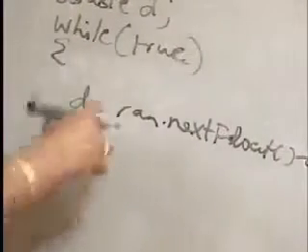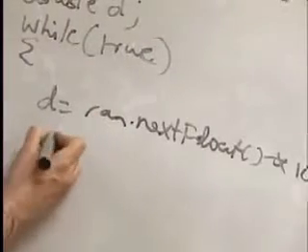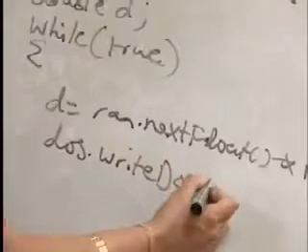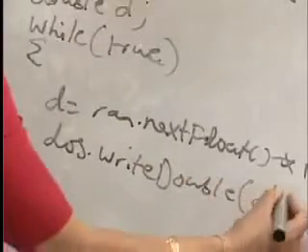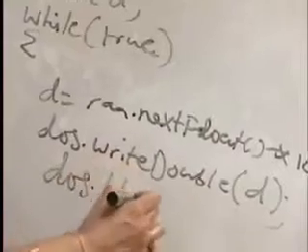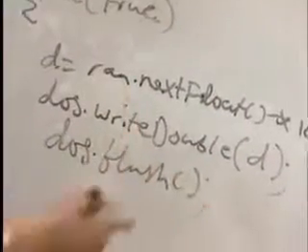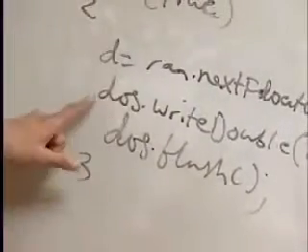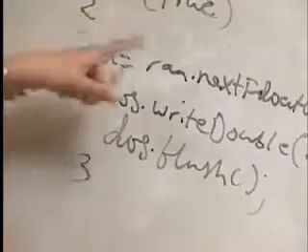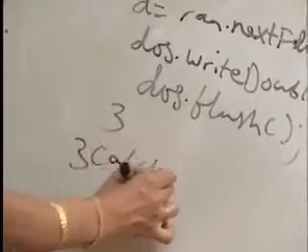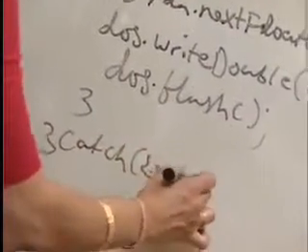Write this double value to the pipe by saying dos.writeDouble of d, then call flush, so as to push out the contents, and then go back, generate the next number, write. This goes on happening out here. So catch exception.